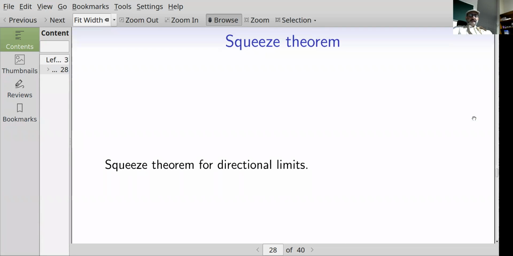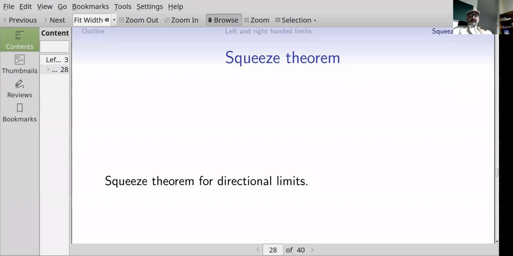Okay. It turns out that if you're talking about regular limits, sometimes you can apply what we call the squeeze theorem, and for directional limits, there is also a version of the squeeze theorem, which we will consider next.